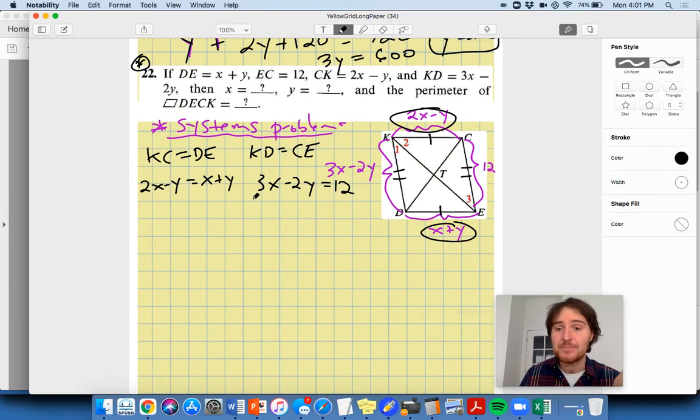And what makes systems of equations harder is, look at this left equation. How am I going to figure out what x equals? How am I going to figure out what y equals? I got x and y both as problems. How am I going to figure out what x equals? How am I going to figure out what y equals?